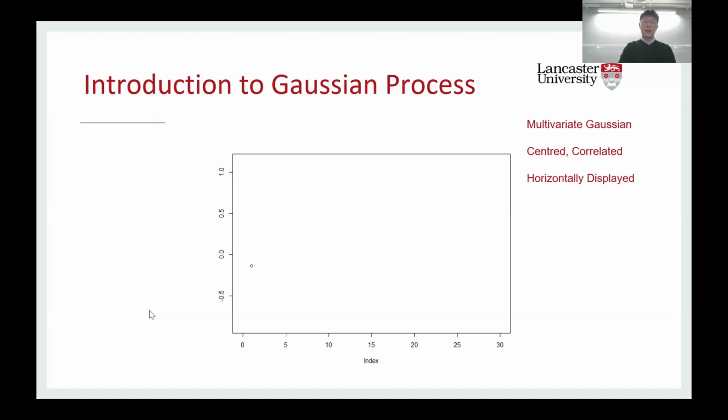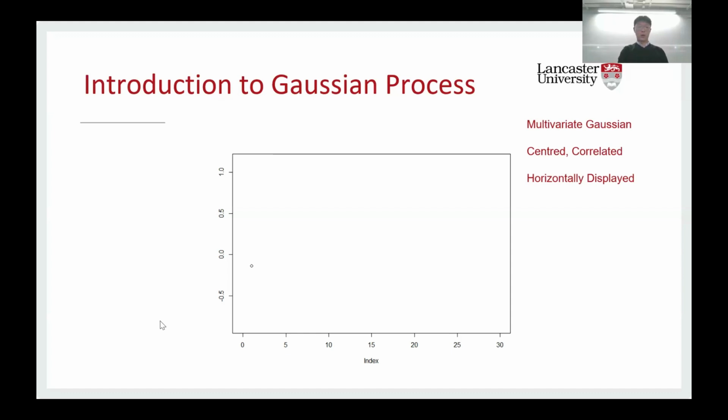Right. So I'll briefly mention what a Gaussian process is, but I think this will be quite straightforward for this audience. Let's assume we have a multivariate Gaussian distribution. We draw a sample from it. This multivariate Gaussian is centered, so it has zero mean, and it somewhat correlates across dimensions. And we are going to display the different dimensions horizontally.